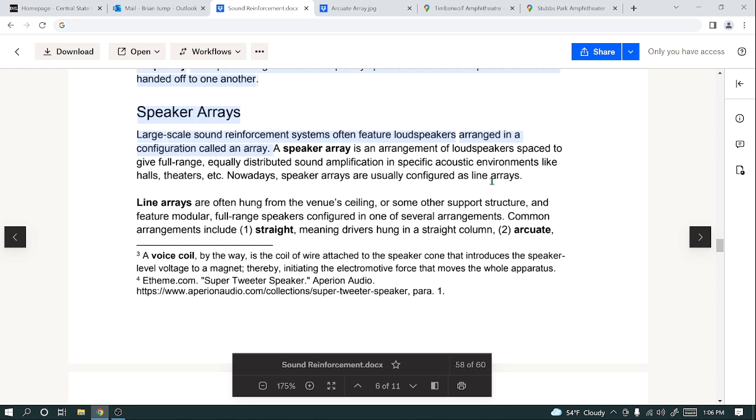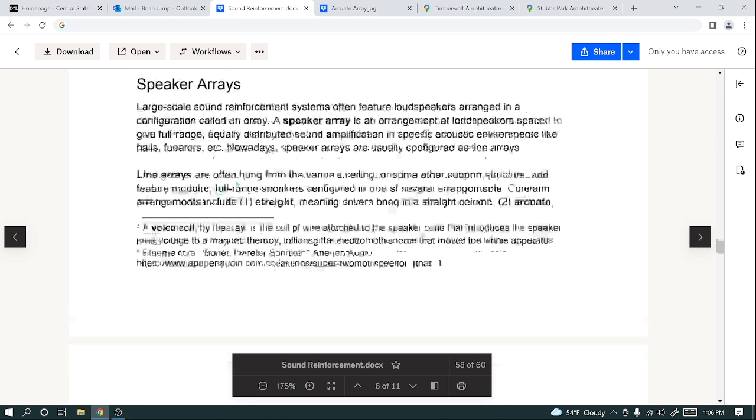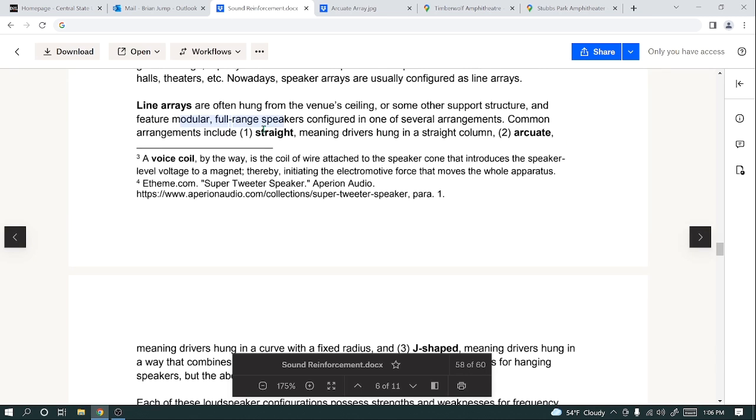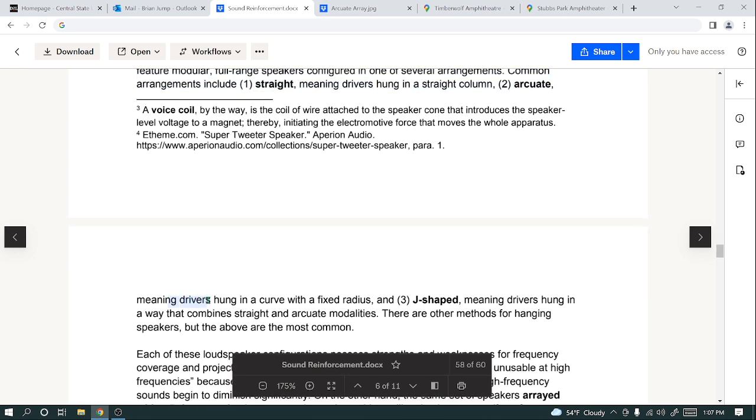So they're usually configured as line arrays. Line arrays are usually hung from the venue's ceiling or some other support structure and feature modular full-range speakers configured in one of several arrangements. The most common arrangements are straight array, meaning the drivers or the speakers are hung in a straight column; an arcuate, meaning the drivers are hung in a curve; or a combination, a J shape, meaning that some drivers are hung straight and some are hung in an arc. It's a compromise.